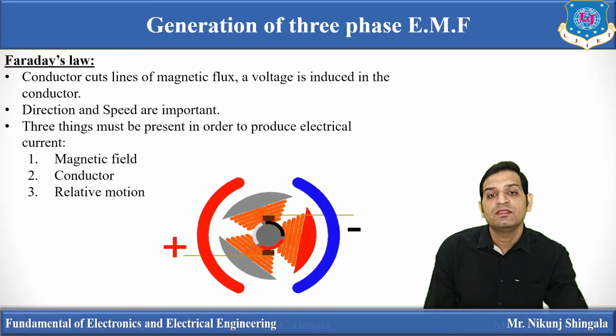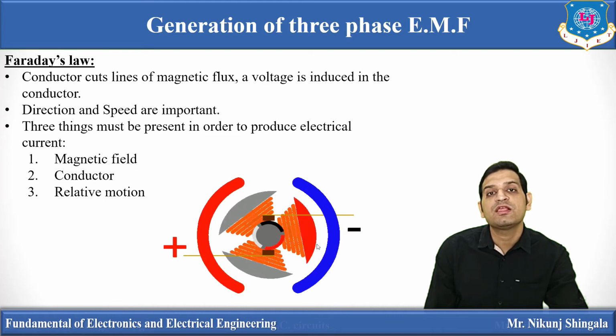Here you can see there are two magnets, and magnetic fields are generated because of them, and three coils are rotating in that magnetic field.